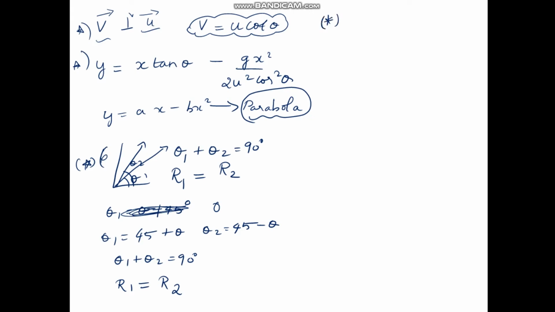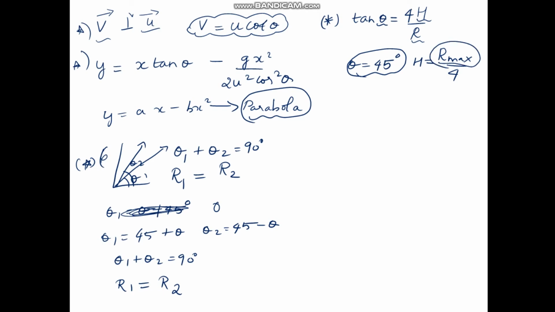Next, one important formula you must remember here is tan theta, where theta is the angle with the horizontal. Tan theta is 4 into h by r. H is the maximum height reached by the projectile and r is the range. If theta is equal to 45, then h is equal to r maximum by 4. That is, if theta is 45 degree, then range is maximum. These are all the formulas you must remember in case of projectile motion.